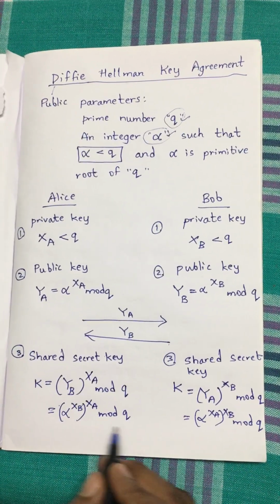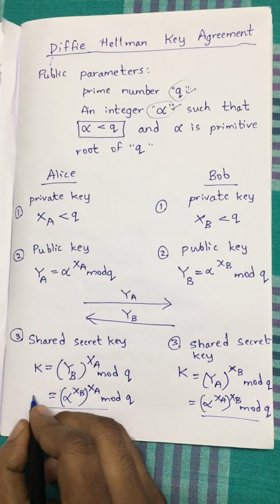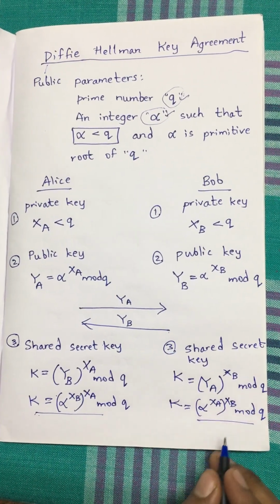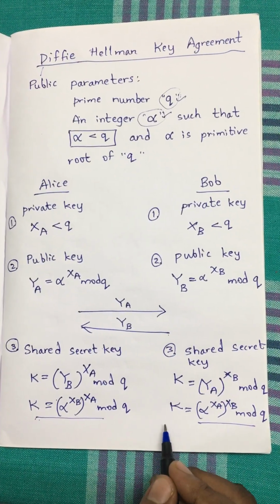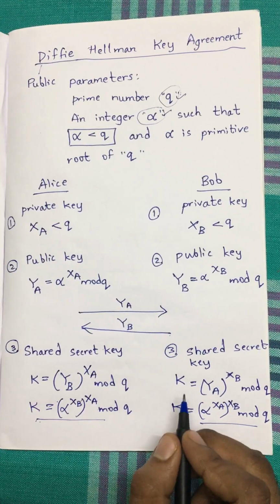Now if we look at these two expressions, both are the same. So at the end of this Diffie Hellman Key Agreement algorithm, both the parties will share a secret key which can be useful for secure communication between these two parties.